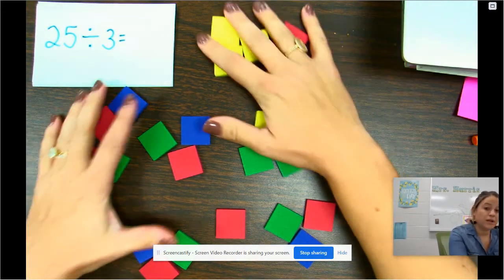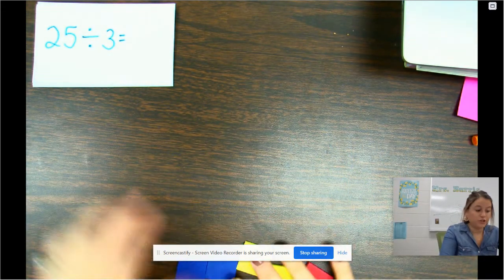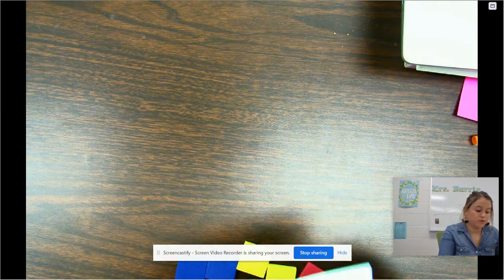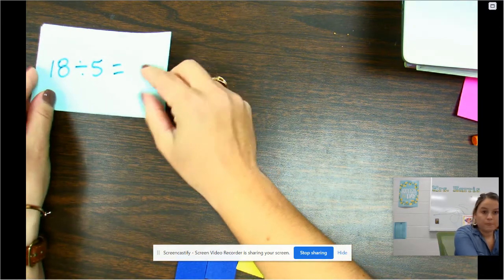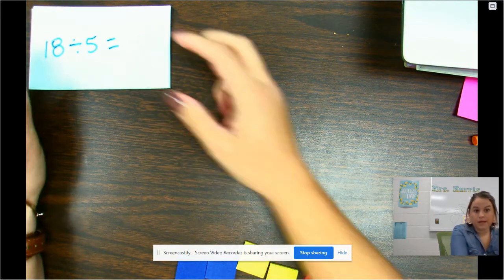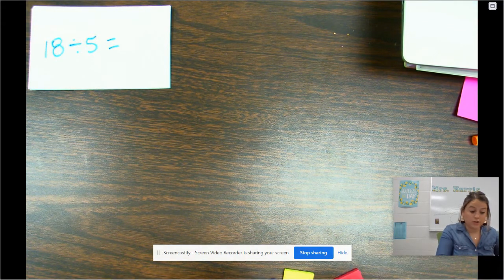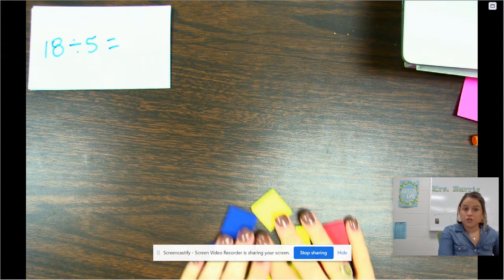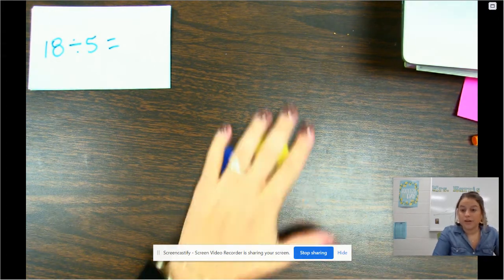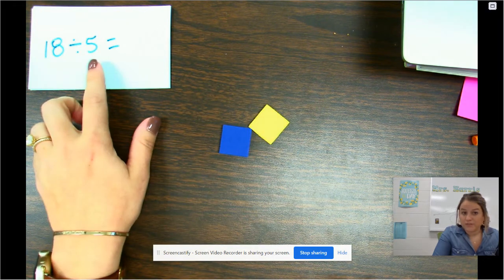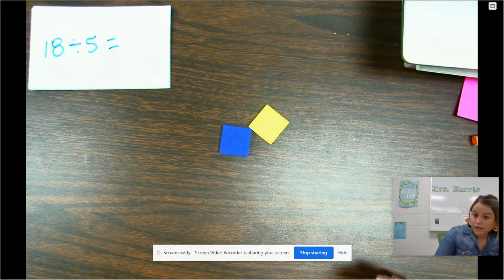All right, so the next one I want you to do, you're going to pause the video after I show you the problem, and you're going to work this out with your counters. We've got 18 divided by 5. So now I want you to press pause on the video and show, on your table, your desk, on your couch, wherever you are at home, on the carpet, what this would look like. You're going to need to count out your 18 tiles, and let's make groups of 5 and see what we have. So go ahead and pause and do that.